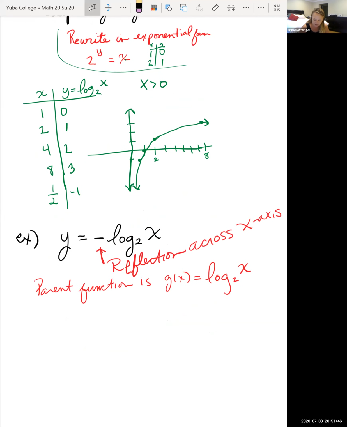So if I graphed that, it's not going to affect my point at (1, 0). But this piece below is now going to be above the x-axis here. And this piece above is now below the x-axis here.